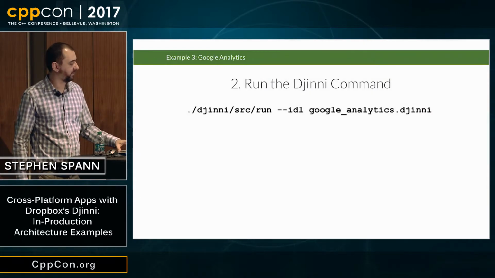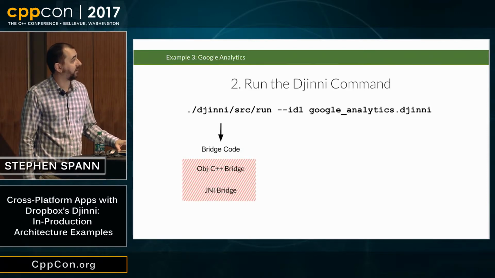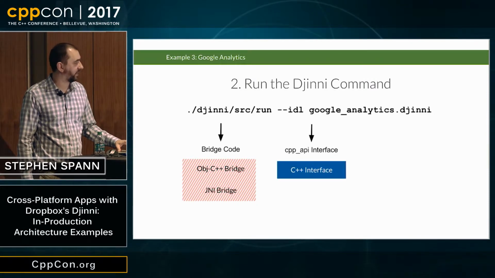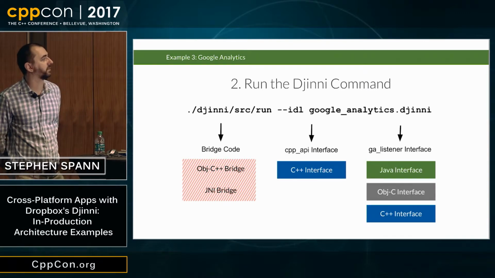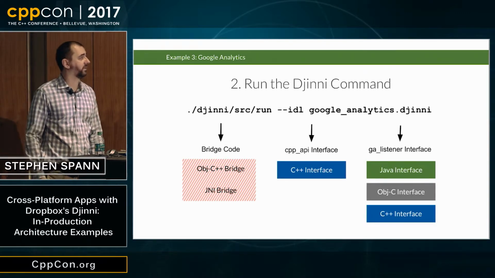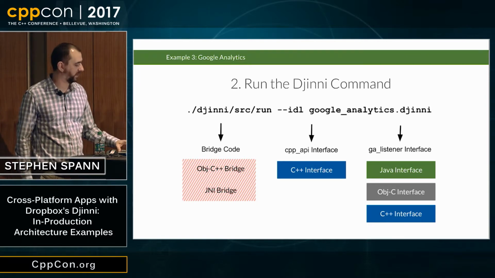Run our command, similar to last time. So bridge code, never look at it again. C++ interface that we implement. And then finally, for our listeners, we have three different listeners, all of which have the track screen method that we have to implement on each platform.